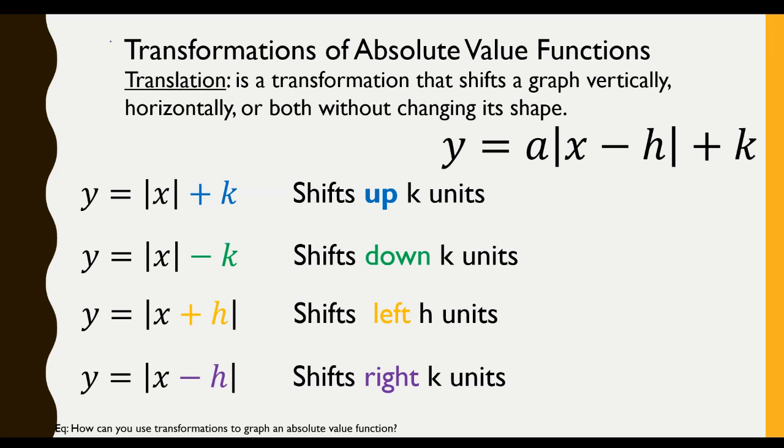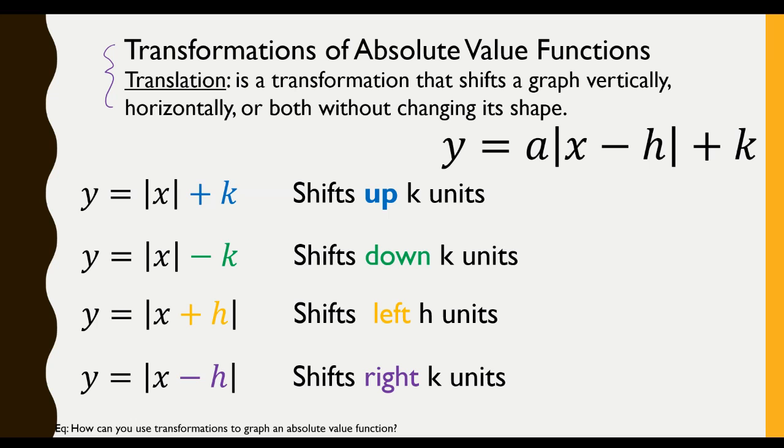Okay, you don't need to copy this. So, transformations of absolute value functions. A translation is a transformation that shifts a graph either vertically, that's up and down, horizontally, left and right, or it could do both. And it doesn't change its shape. In other words, it's still a V, okay?